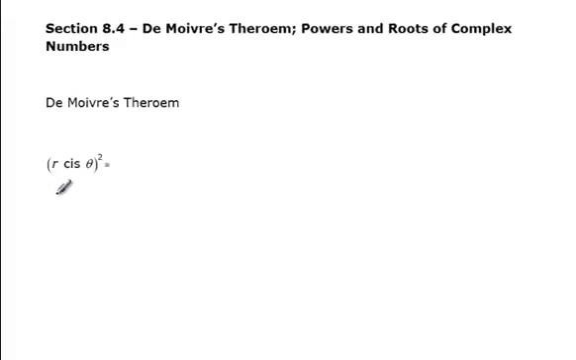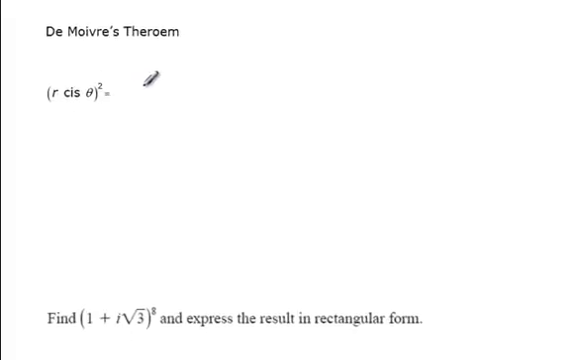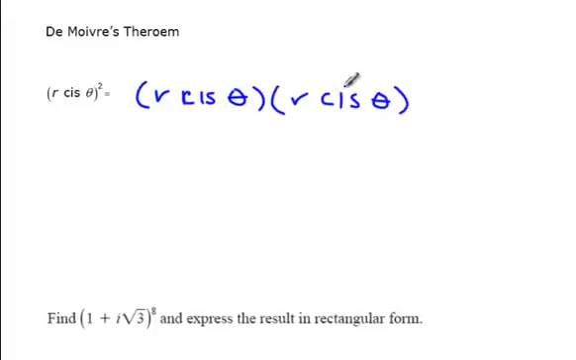For example, let's say we had some complex number in polar form, r cis theta, and we want to square that. Well, squaring a number is the same as multiplying it times itself. So this would be r cis theta times r cis theta. And using what we learned in the last section, our product rule, when we multiply two complex numbers in polar form, we just simply multiply the r values together. So that'd be r squared. And we add the angle measures together. Theta plus theta would be 2 theta. So this would be r squared cis 2 theta.